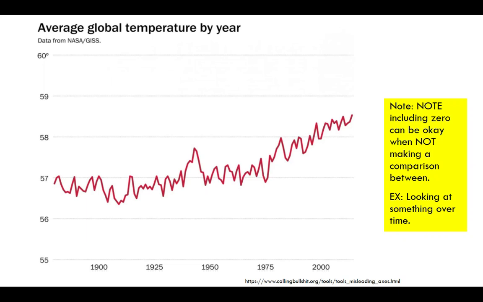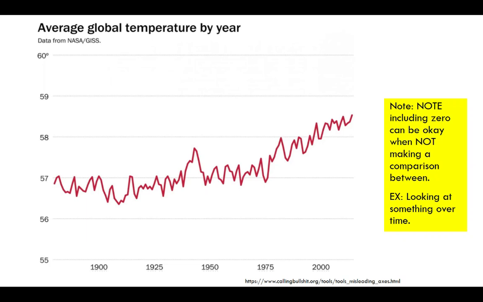And do you agree that if instead of starting at 55, we started at 0 here, think about what it's going to do. It's going to take this graph and make it look like it's not changing that much. It's going to just get too small. We're not going to see the ups and downs. But here, I'm simply showing one thing over time. And so this would be appropriate.